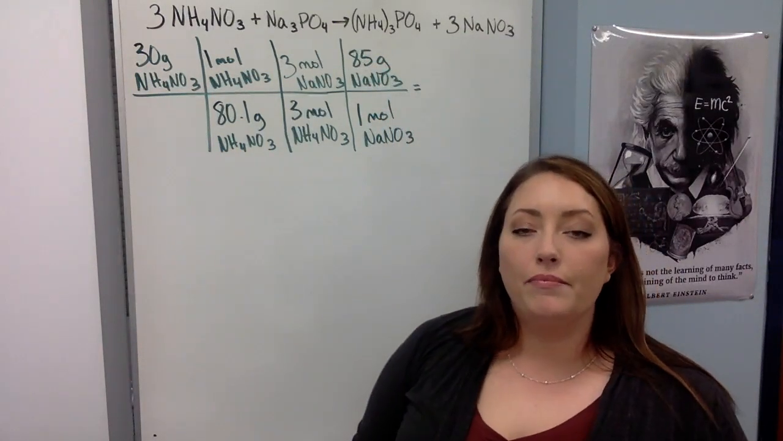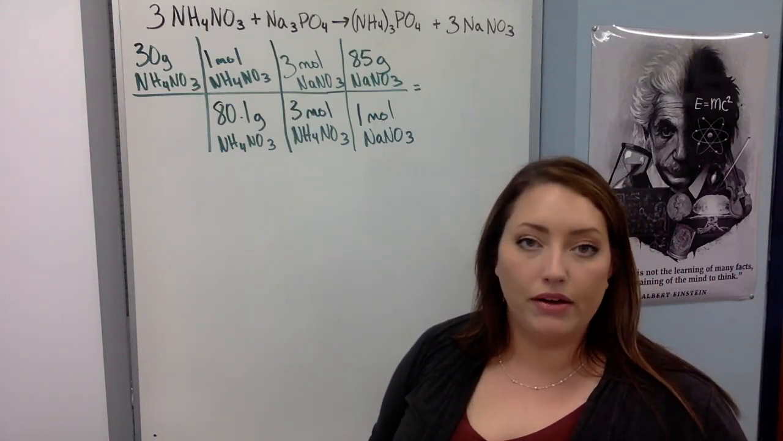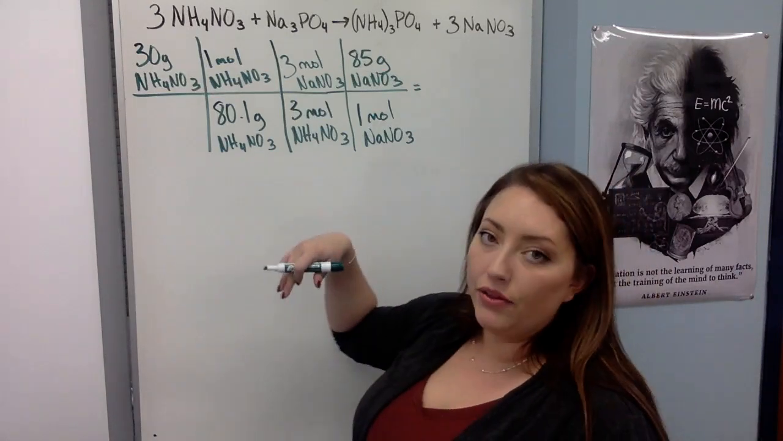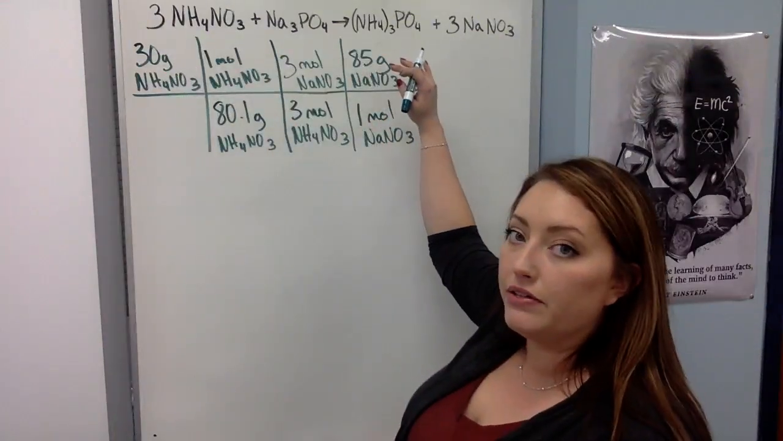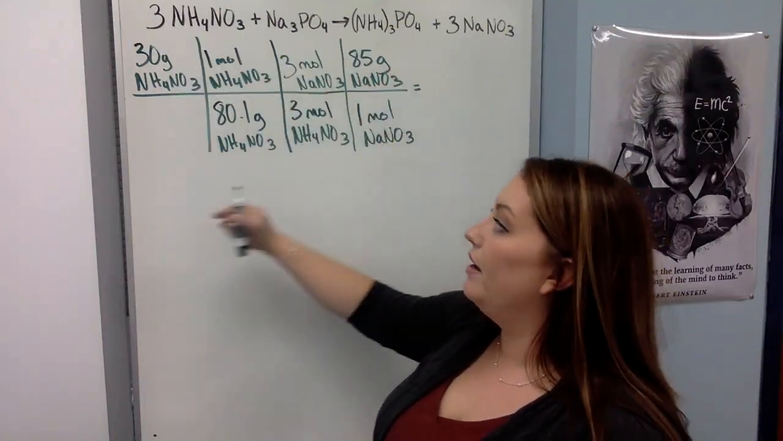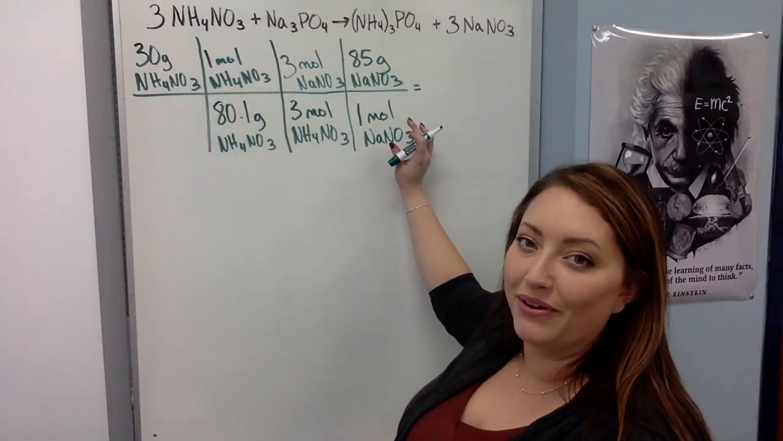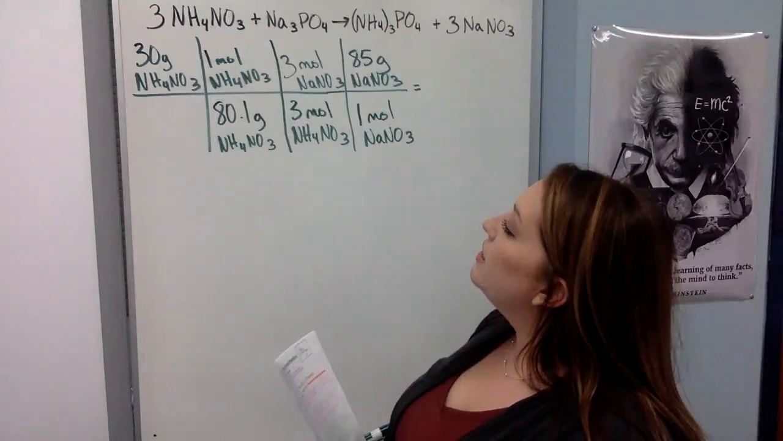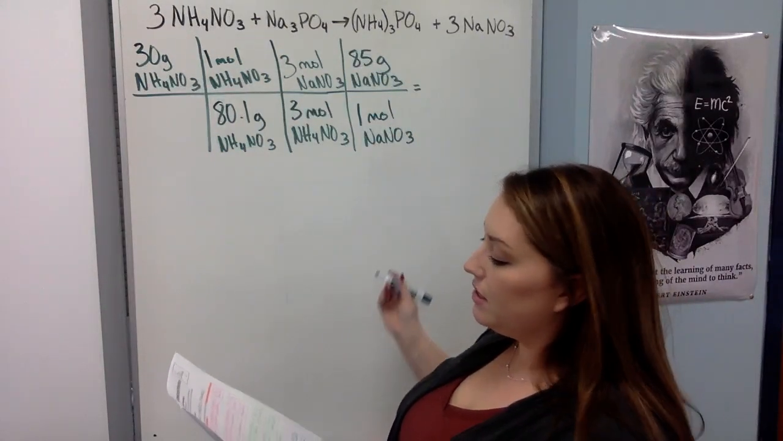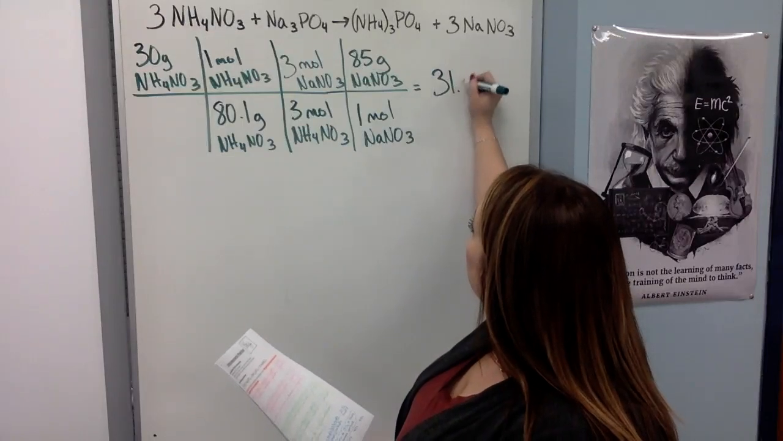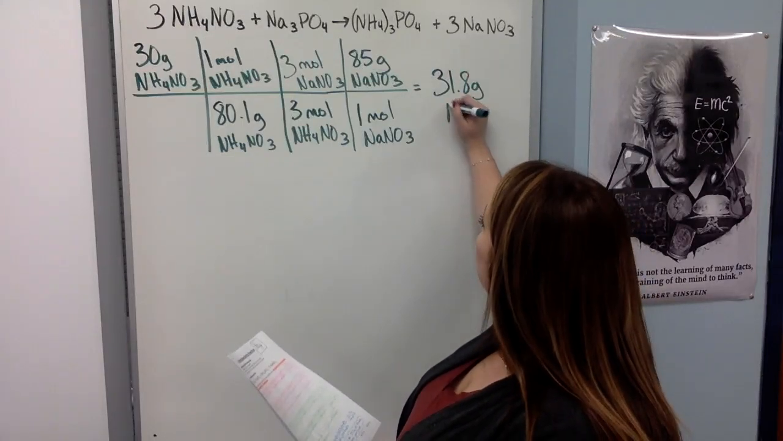Okay. Now at this point, you can put it in your calculator and solve. Okay, so just another reminder, you're multiplying all the values on the top, and you're multiplying all of it on the bottom and you're dividing the two. Okay, so we're going to get an answer of 31.8 grams.